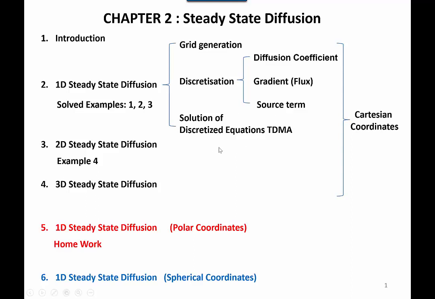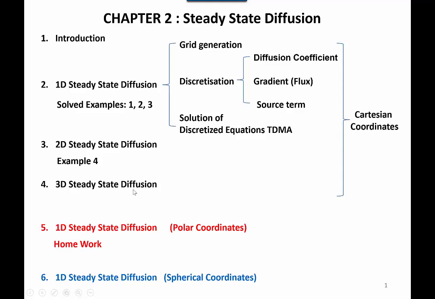Then in the next lecture, we will continue the other part of steady-state diffusion, where we will cover the two-dimensional steady-state diffusion problem, and we will solve another example, which we give the name example 4, because we have solved 3 examples for the one-dimensional steady-state diffusion today. And also we will continue to the 3-dimensional steady-state diffusion.